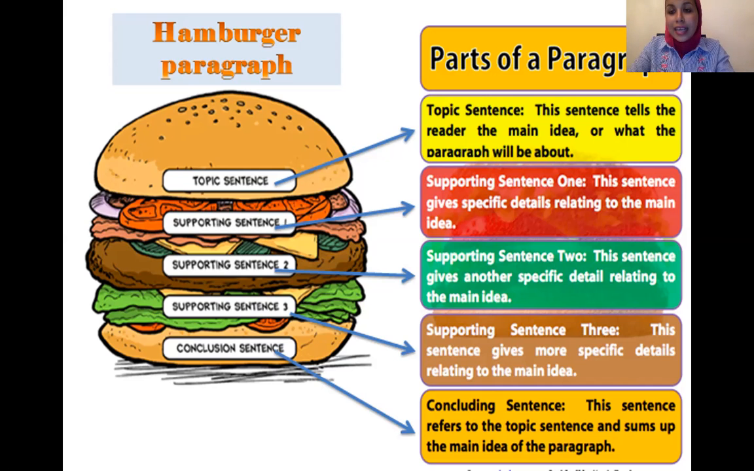Supporting sentence 1 gives specific details relating to the main idea. And the same for supporting sentence 2 and supporting sentence 3. While the concluding sentence, which is the other piece of bread, refers to the topic sentence and sums up the main idea of the paragraph. So when we are writing, it's very, very important to make sure that our topic sentence and our concluding sentence are connected and that we have enough support, details, evidence, and examples in the body of our paragraph.